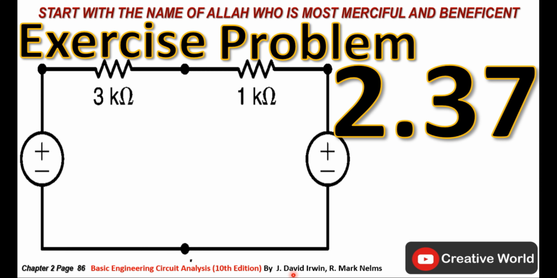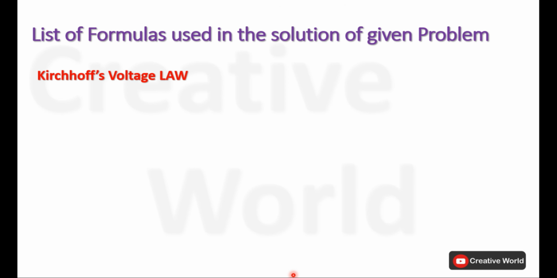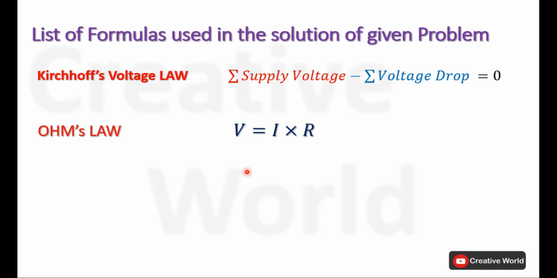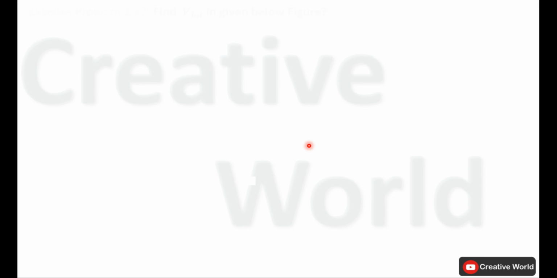Welcome to Creative World. In this video, we will solve Chapter 2 exercise problem number 2.37. While solving this problem, we will be using Kirchhoff's voltage law. According to this law, the cumulative supplied and dropped voltage across the circuit elements of a closed loop is always zero. We will also be using Ohm's law. According to this law, the voltage across resistance R is always the product of the current through that resistance and the value of resistance. Now move towards the problem.